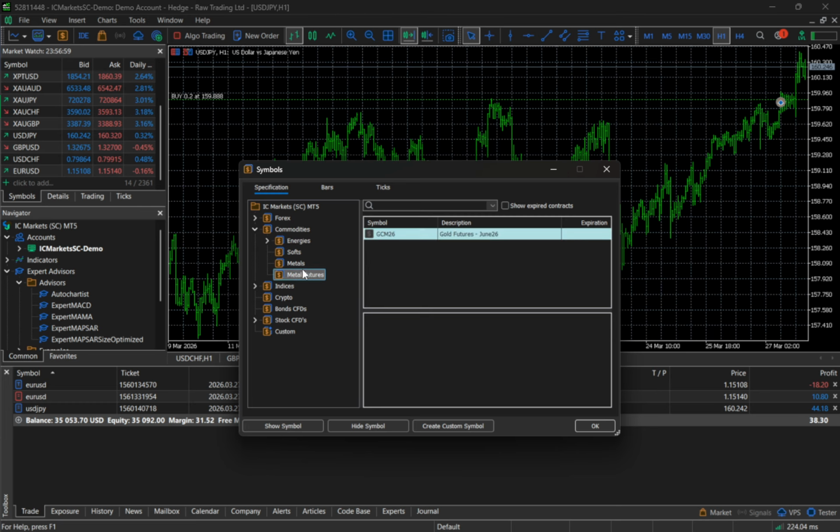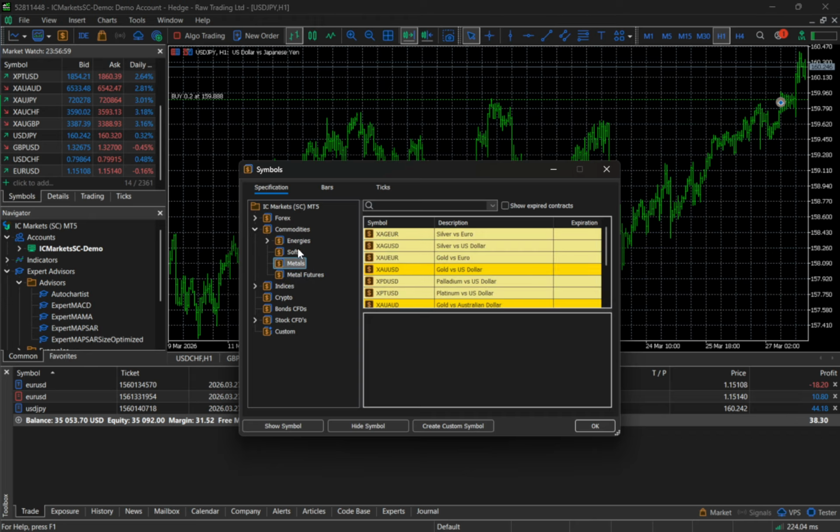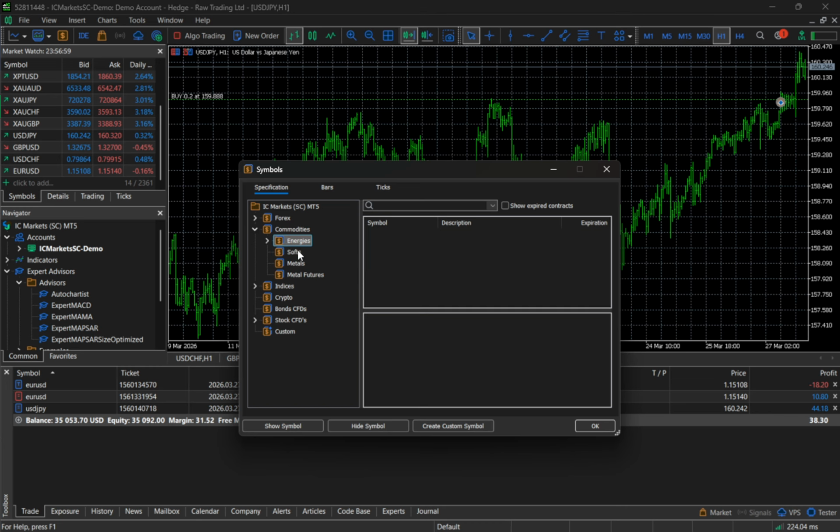The main categories you'll find are metals like gold and silver, energy such as oil and natural gas, and agricultural products including wheat, coffee, and sugar.